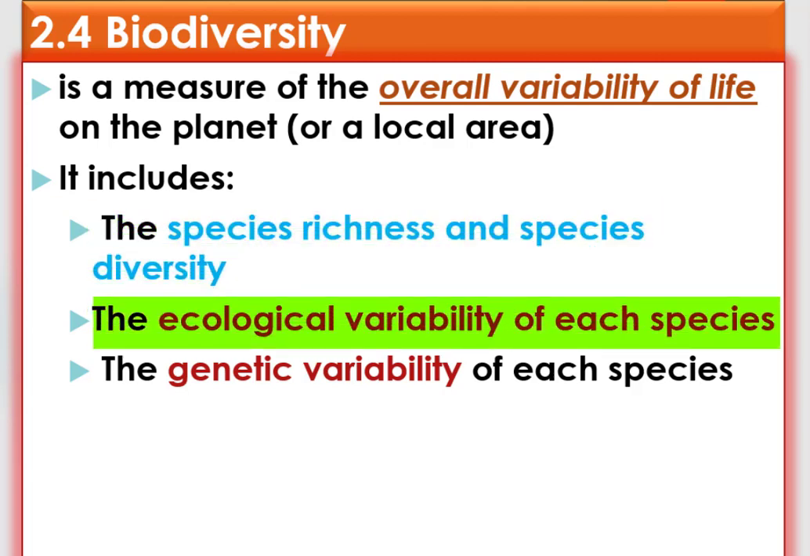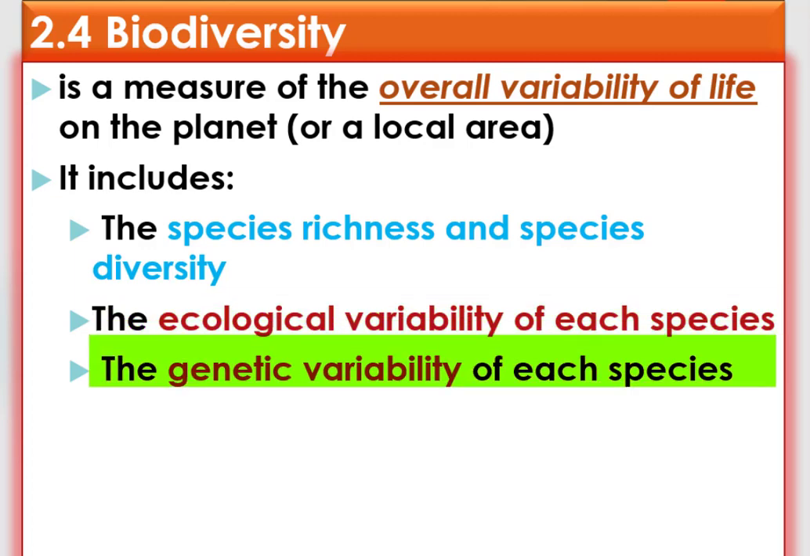The second point that biodiversity should consider is ecological variability or diversity of each species. That means variability of ecological niches. This refers to how many different ecological niches each species manages to have in an ecosystem. The third point is genetic variability of each species, which includes the existence of several different but related gene pools or populations of the same species living in different areas.